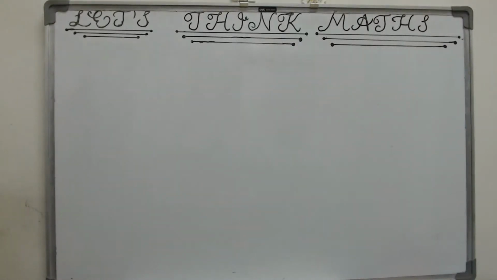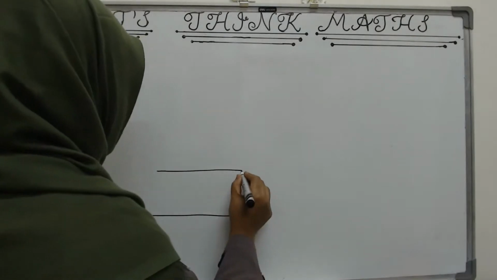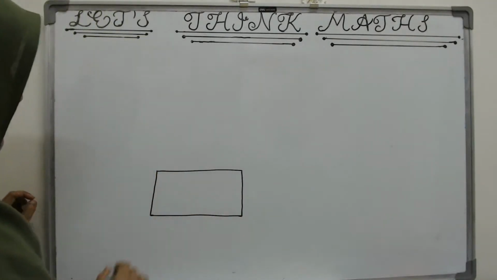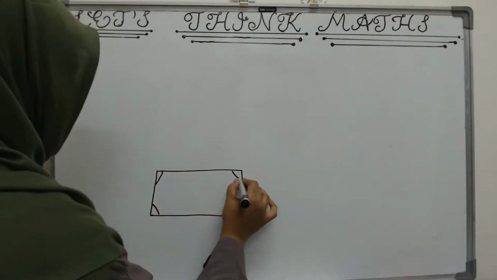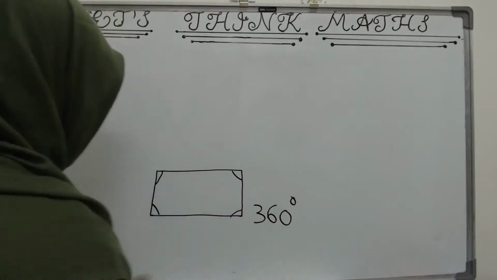In this class, let us study about different types of quadrilaterals. We know that a quadrilateral is a four-sided polygon. And what else do we know about a quadrilateral? The sum of the interior angles of a quadrilateral will always be equal to 360 degrees.